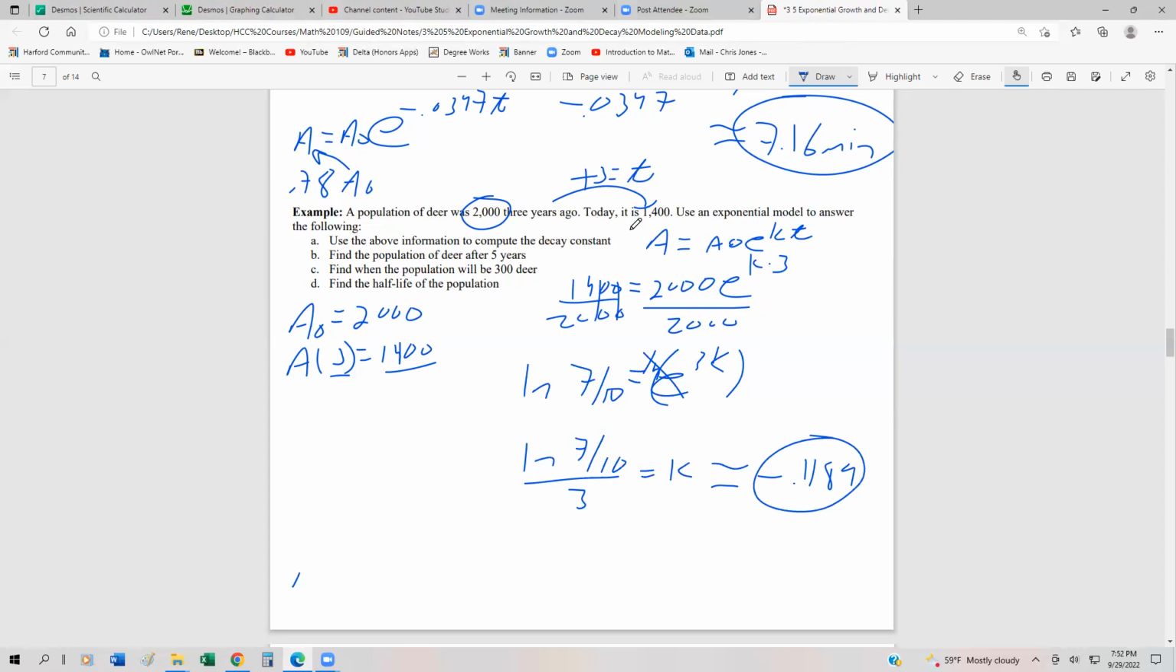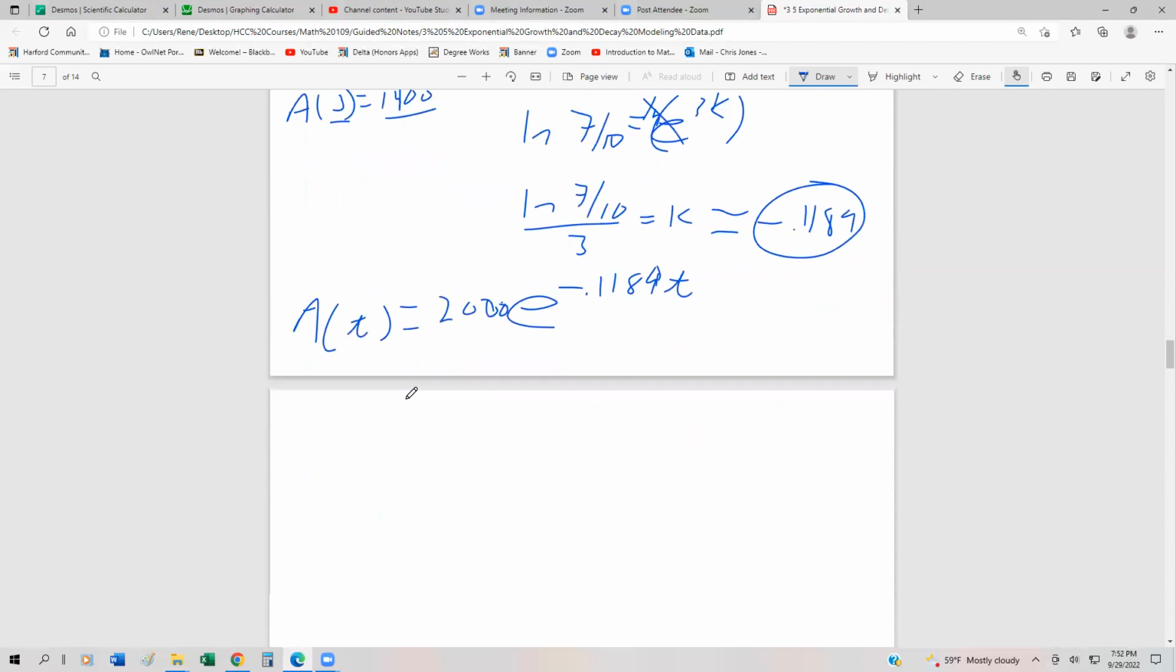Our model, which we're going to call A of t: the initial amount was 2000, and we're going to have e to the negative 0.1189t. So we're going to hold on to that because that's going to help us answer parts B, C, and D. Now we want to find the population after 5 years. That's easy. We just plug 5 in for t.